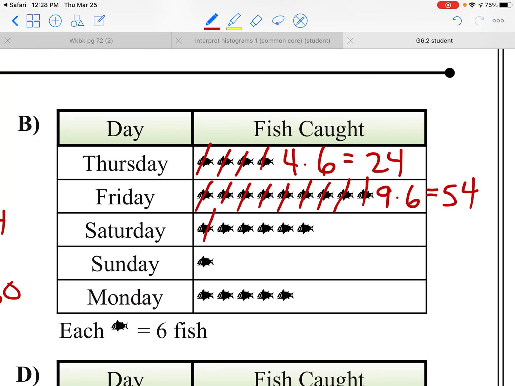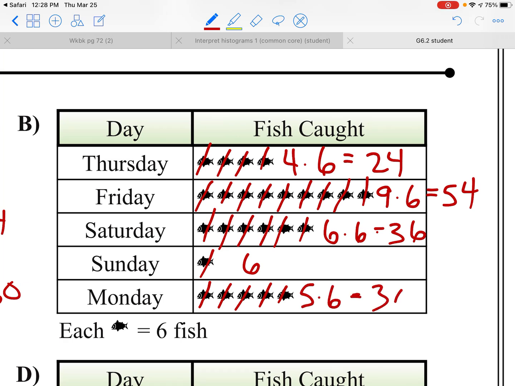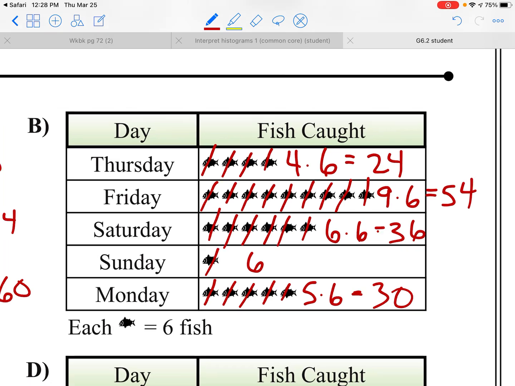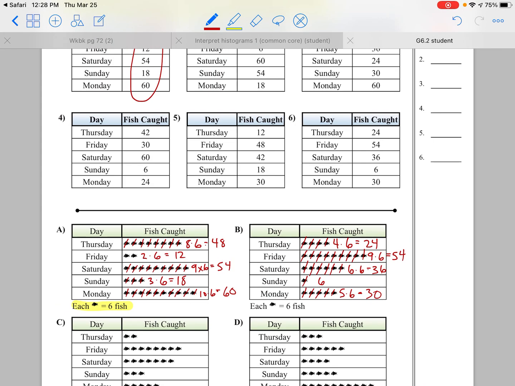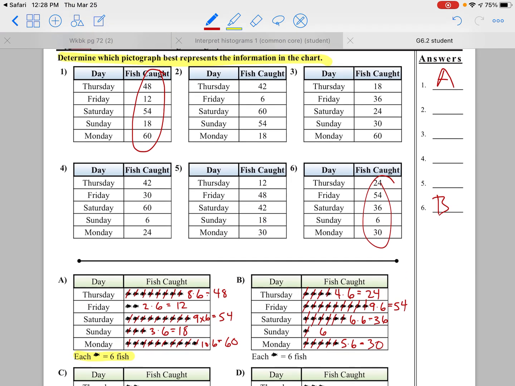We remember from the previous pictograph, 1, 2, 3, 4, 5, 6. 6 times 6 is 36. 6 there. 1, 2, 3, 4, 5. 5 times 6 gives me 30. So we need another table up above with data that goes 24, 54, 36, 6, 30. Well, by Jove, 6 is B.